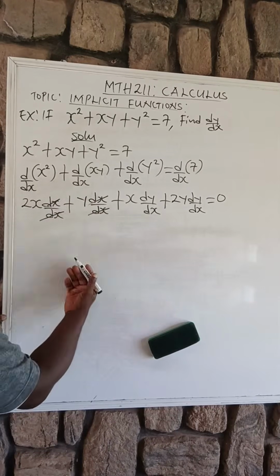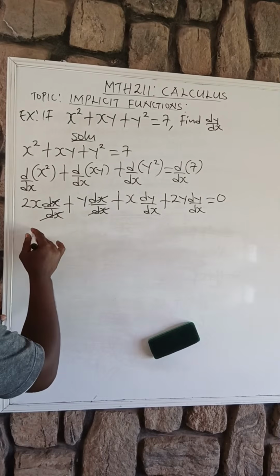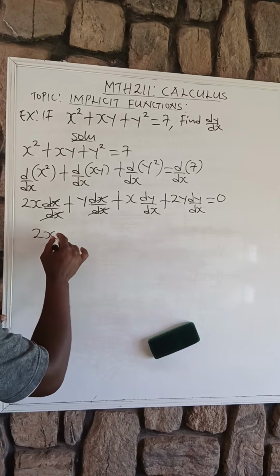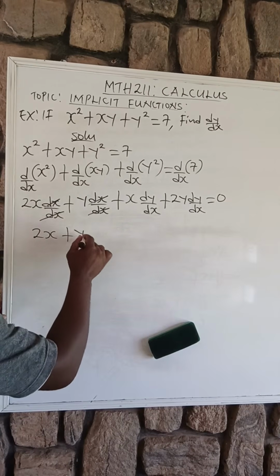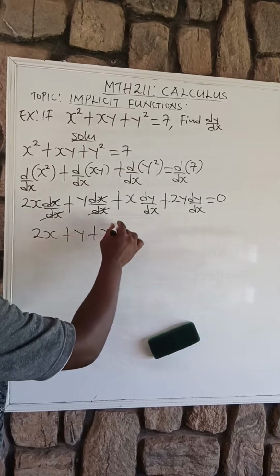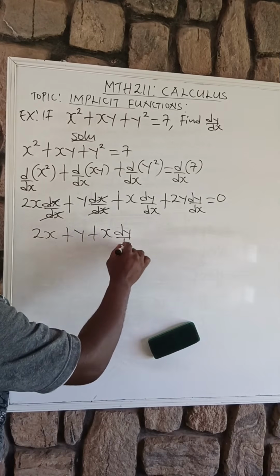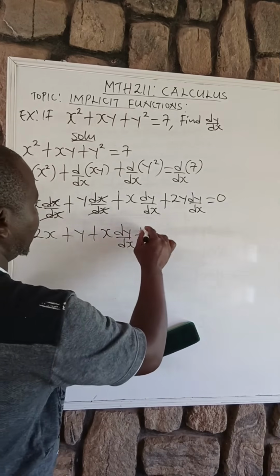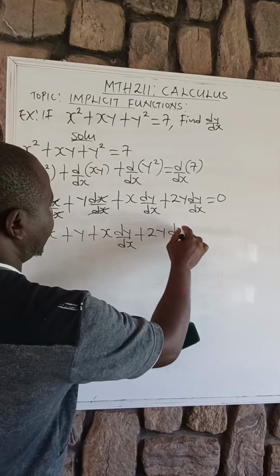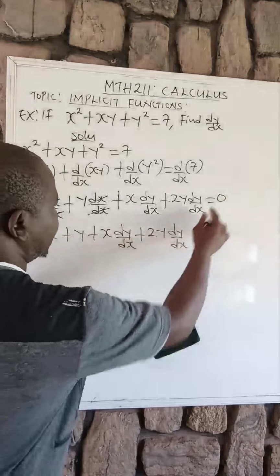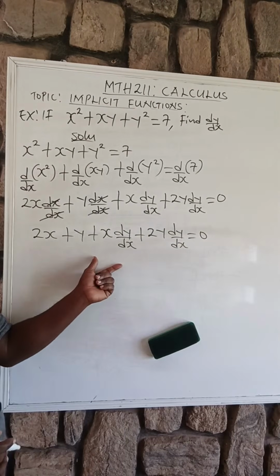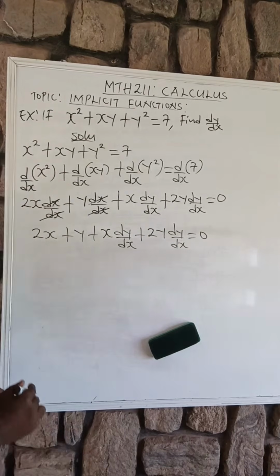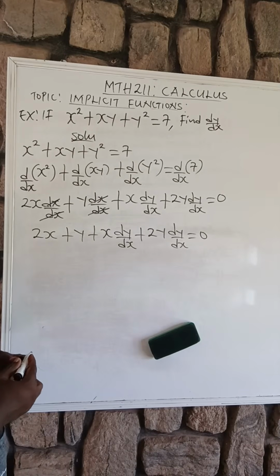So now, this and this will go. This and this will go. Two of us. So here we have 2x plus here will be y plus x dy all over dx. Then plus 2y dy all over dx equals 0. Hope you understand up to this point. Do you understand up to this point?